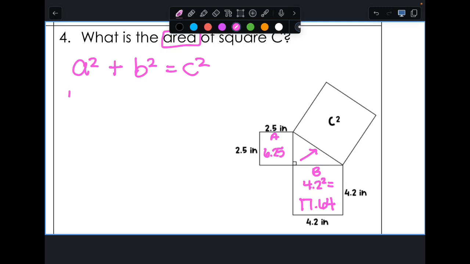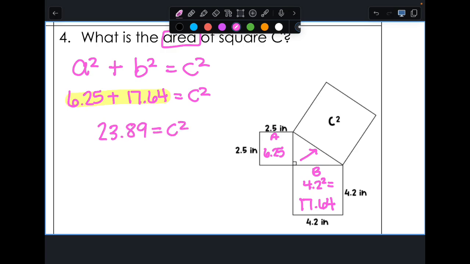All right, so now we substitute 6.25 plus 17.64 equals C squared. What do you get when you add those two together? 23.89? Do we need to take the square root? No. They want the area. This little 2 represents it's still in area mode. So area is 23.89 inches squared.